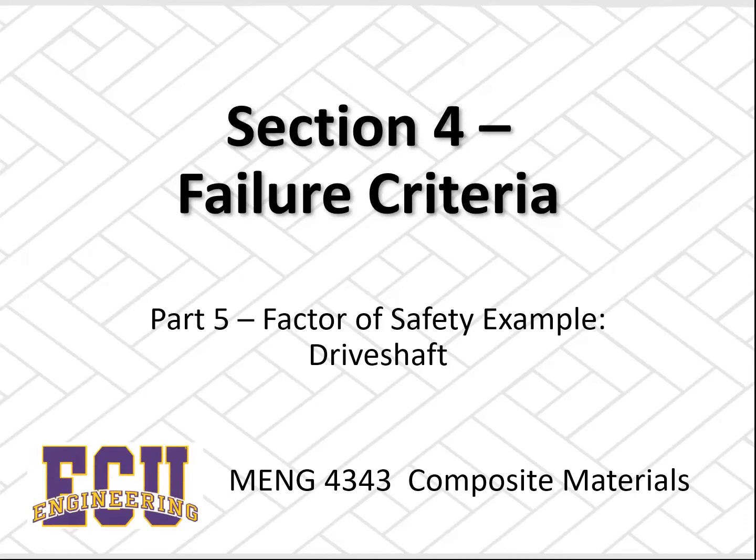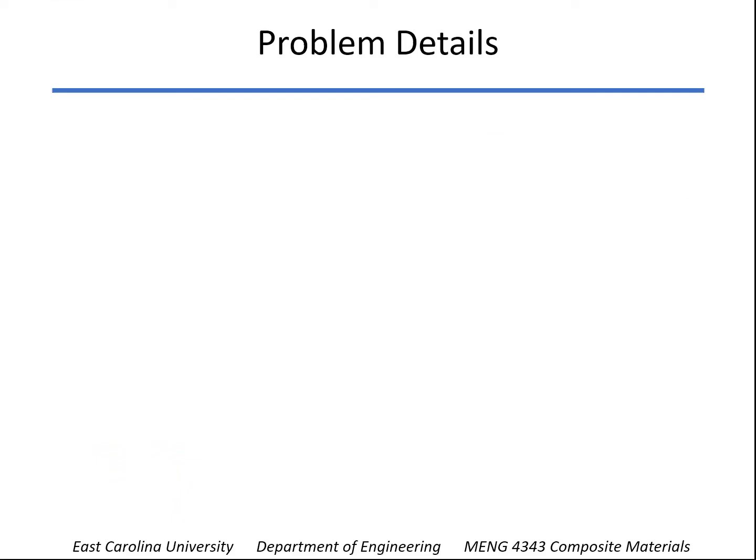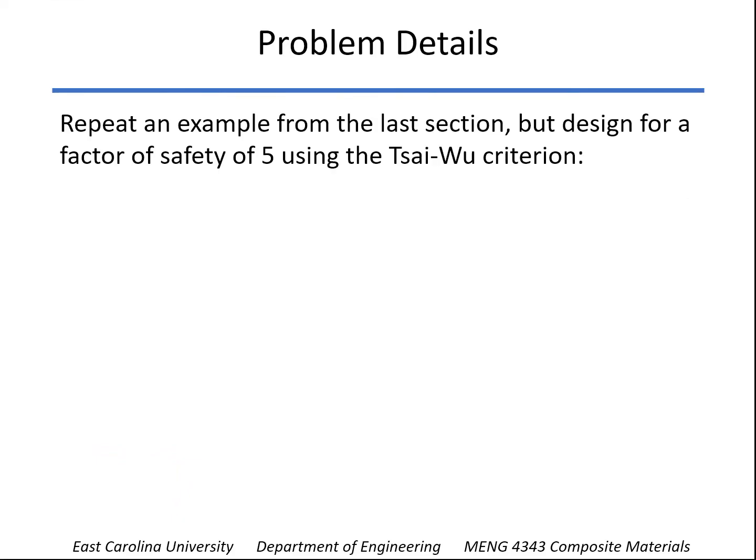In an earlier section, we looked at this example of an industrial drive shaft and used the maximum stress criterion to be able to come up with the design. And so now we're going to repeat that example using the Tsai-Wu interactive criterion. So if you remember, we wanted a factor of safety of 5.